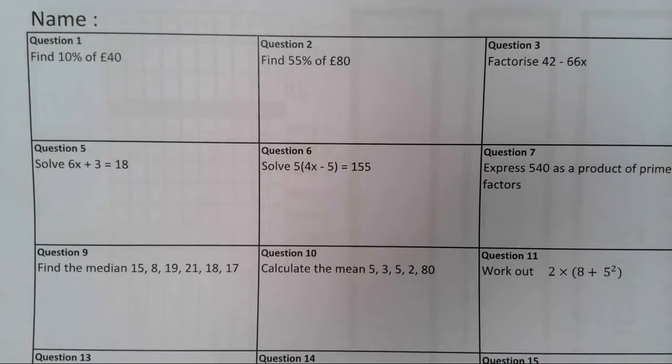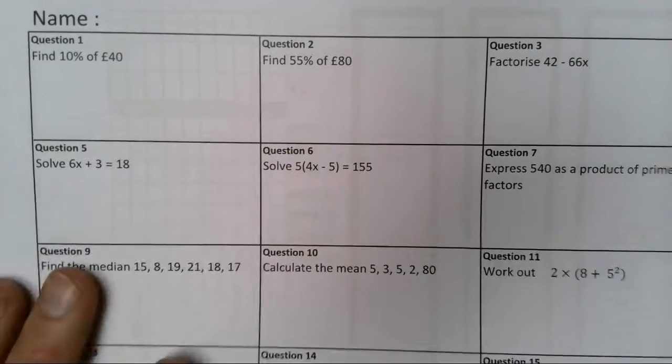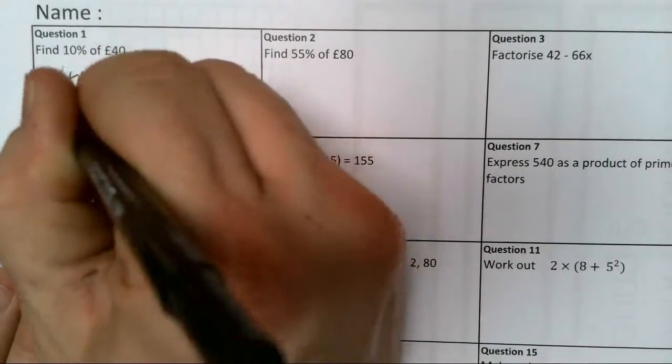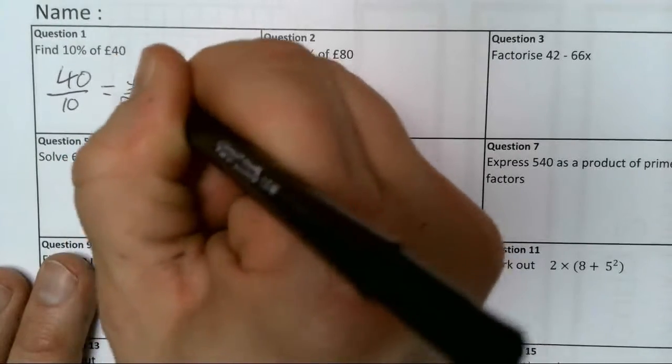84.1 or 84, and homework 1 starts with this, a percentage of an amount, 10%. To find 10%, you divide by 10, so we're just going to do 40 over 10, which is £4.